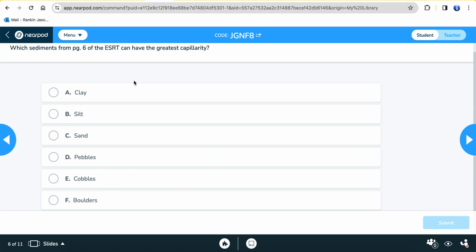Okay. So based on the video, we saw that you had the greatest rise, capillarity, when she squeezed those two plastic pieces closest together, which would reduce the amount of space between them. So we want the smallest space between grains. Since the grain size of clay is the smallest, that means that clay should be your answer.